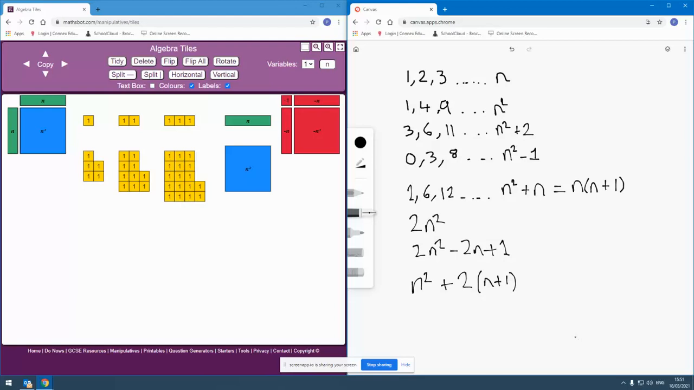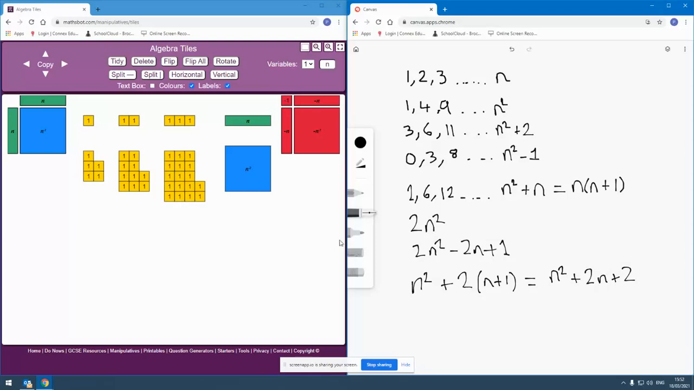Or alternatively, I might look at that and say, well, I can see the square and I can see 2 rows the same size as the square underneath. So 2 more rows of 1, 2 more rows of 2, 2 more rows of 3. And then I can see 2 attached to the right-hand side, which would give me, of course, the expanded form of that expression. And we can talk about the equivalences of these and things like that.